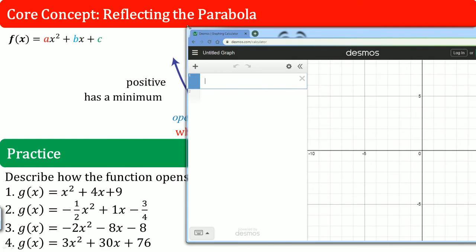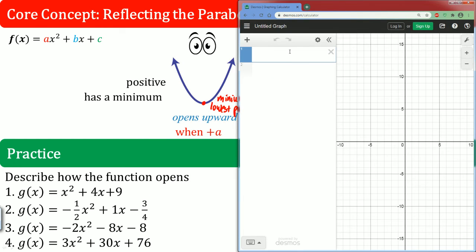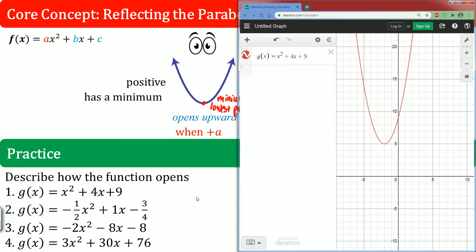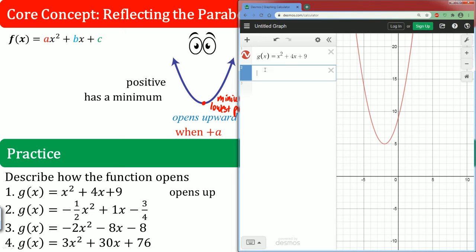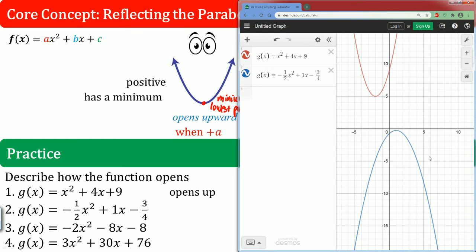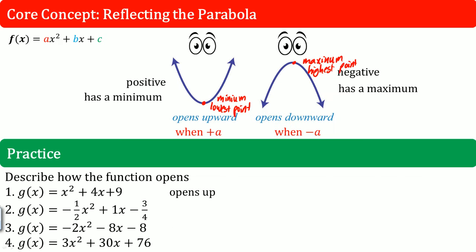So the first one, you have to use DESMOS to help you out. g of x is equal to x squared plus 4x plus 9. And we saw that it opened upwards. The next one, g of x is equal to negative 1/2 x squared plus 1x minus 3 divided by 4. We saw that went down because notice the A here is negative. So that went down.